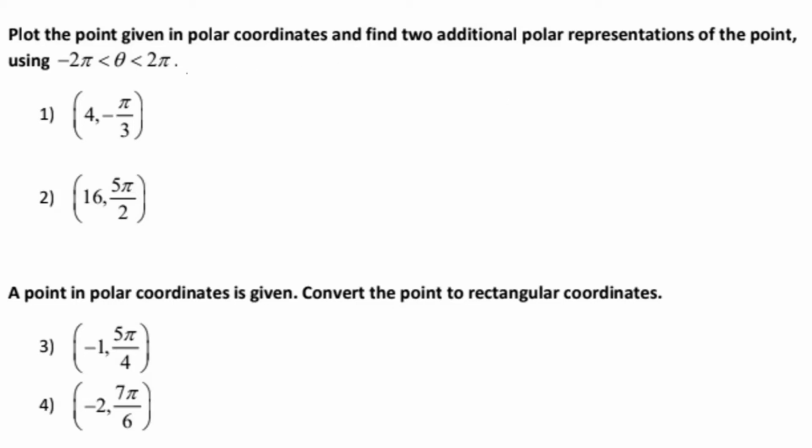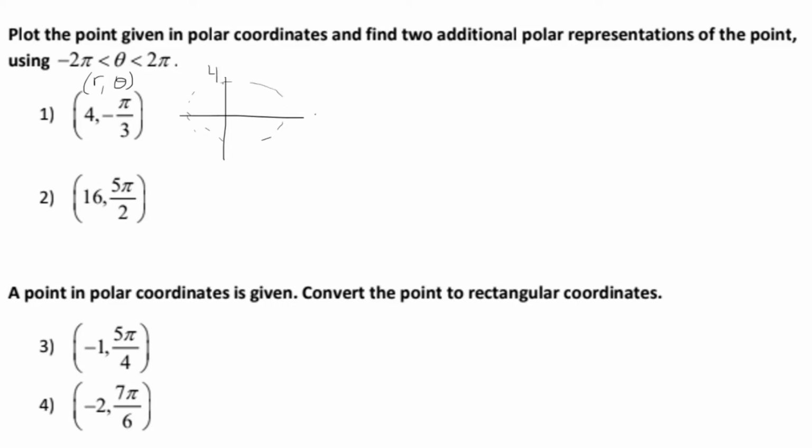So we're given r and theta in polar coordinates, and we want to represent this two different ways, given that theta is between negative 2 pi and 2 pi, and we also want to plot this. So it's always good to plot it first. Okay, so r is 4. That means you want to have a circle with radius 4.